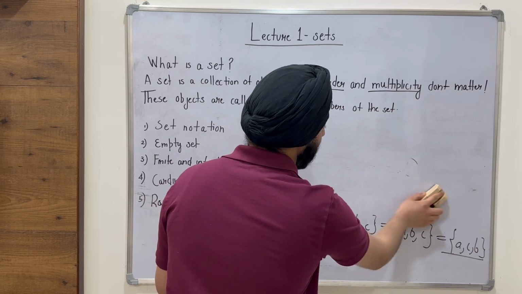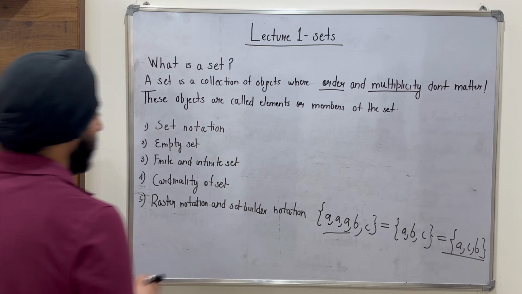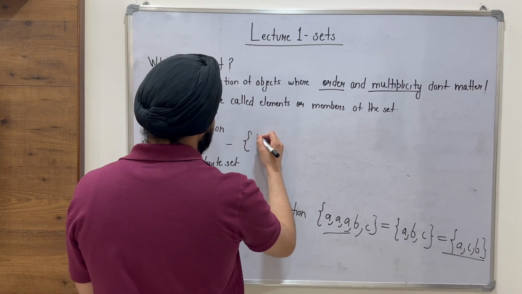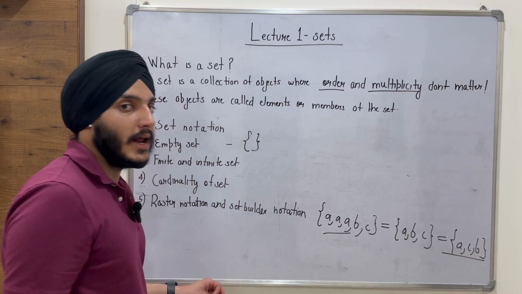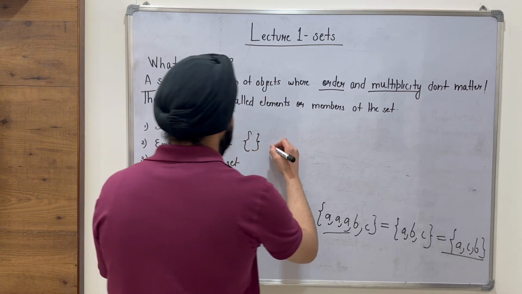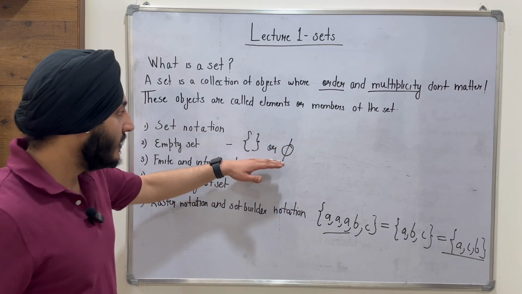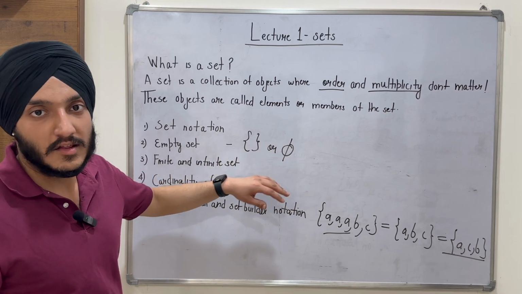Now, it might seem like a very simple word. The empty set would just be these empty braces, and you would be correct, right? Basically, this is the empty set. We can also represent this as this symbol. So these two are basically the same and they represent the empty set.